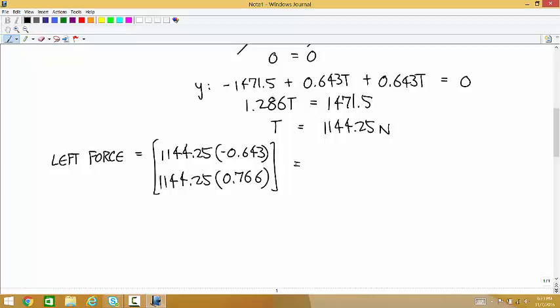And what do you get for those? The left. It should be the other way around. You're right. Oh, yes. I did it backwards. So this one should be 0.766, and this one should be 0.643. Okay, so sorry, what's... The left is negative 876.5. 876.5, okay. 735.5. 735.5.